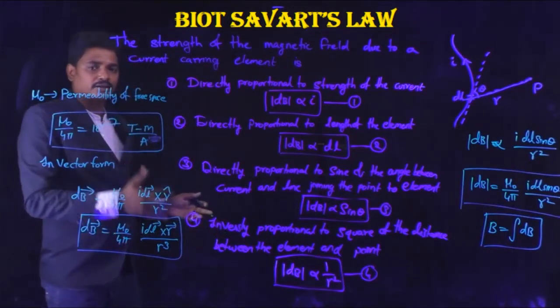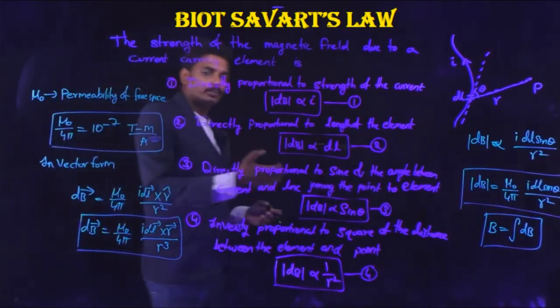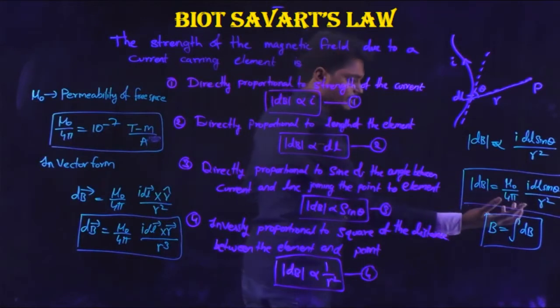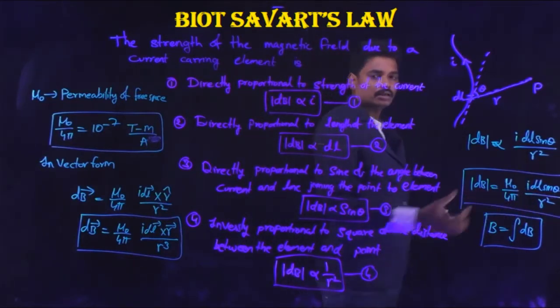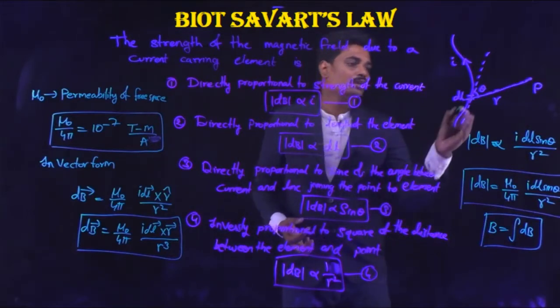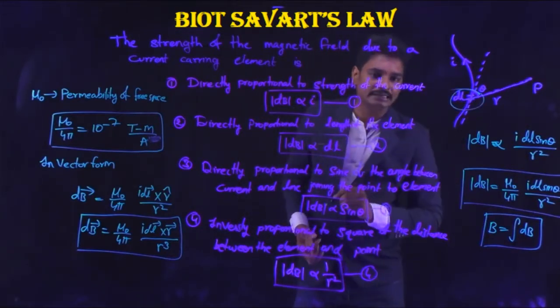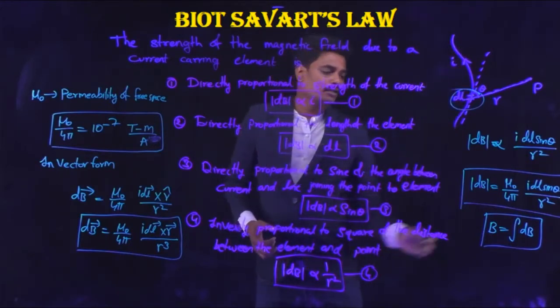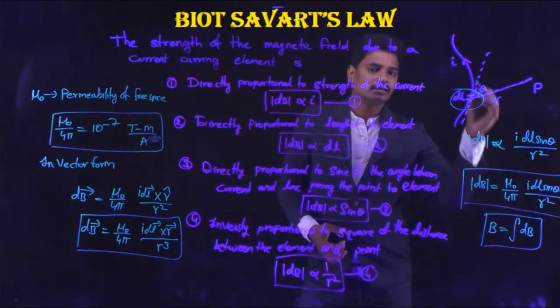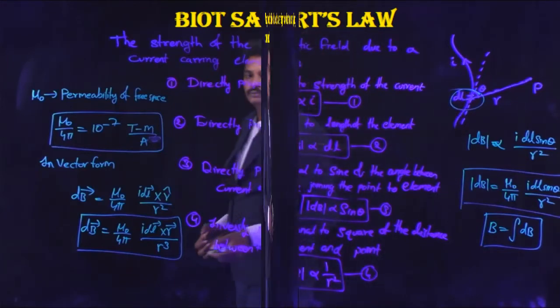So what is the magnitude of the magnetic field according to Biot-Savart's law? It is dB is equal to mu naught by 4 pi I dL sin theta by R square, only for the small element dL. If we need to calculate for the total conductor, we need to integrate over the total length.